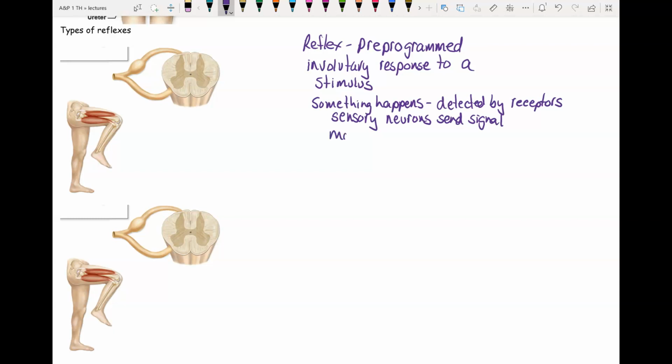So then your motor neurons will carry a command to your effector for a response. And this just happens automatically. You don't think about it. You don't consciously decide to do it. That's the involuntary part. It comes from the subconscious, either parts of your brain, or some reflexes occur just in your spine and don't even involve your brain.